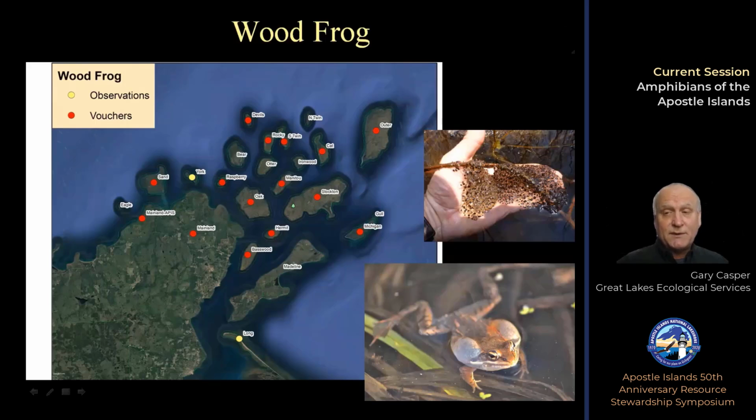The eggs persist for weeks. So you have a little longer window to do your surveys. So they've been picked up on almost all the islands, but they do require breeding wetlands. So for like on Bear Island, where there really are no interior wetlands, they do appear to be absent.